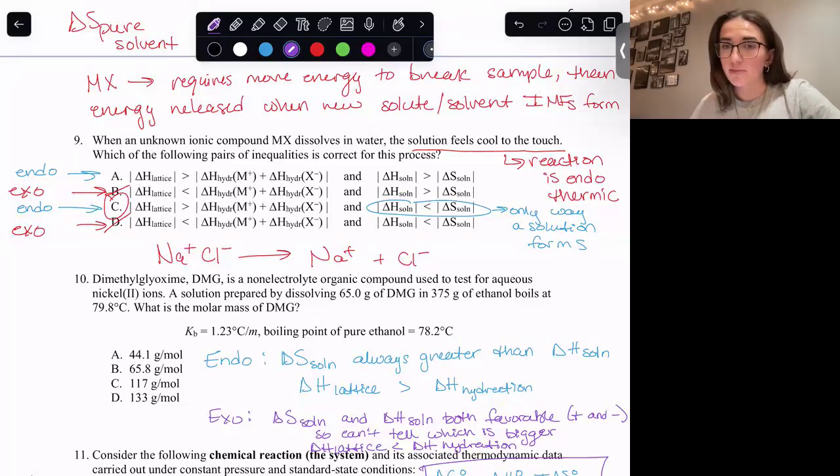They are both technically product favored because the solution forms in both of them. Exothermic is more product favored, I would say. But they are both product favored because solution is forming, and that's increasing entropy.